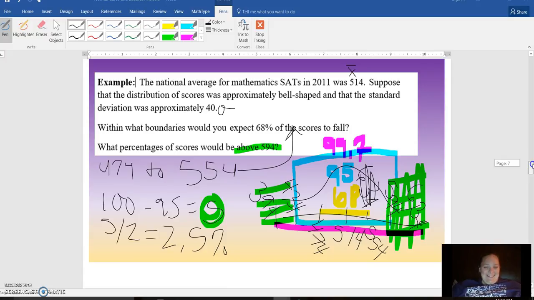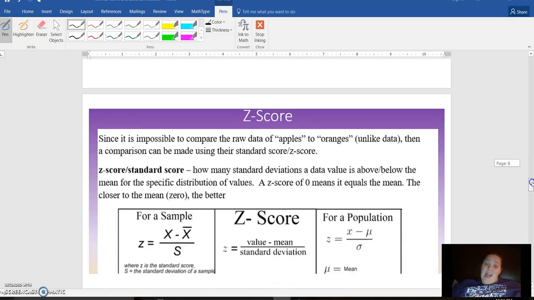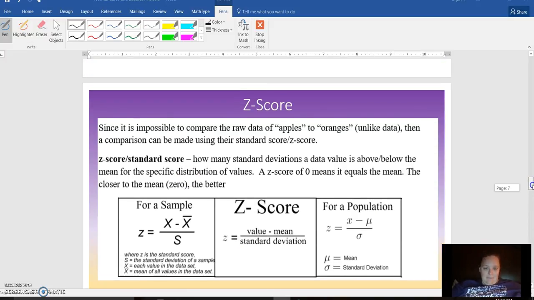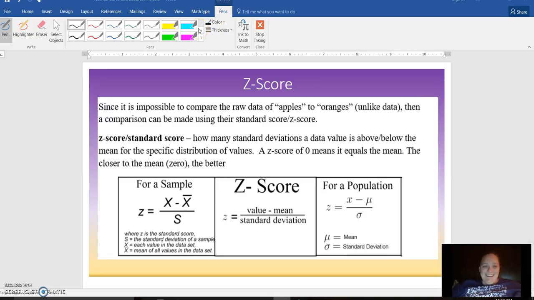I got ahead of myself. Okay, hang on. I showed you how to use standard deviation, and then, once you have the mean and the standard deviation, how to find your boundaries. That's what I showed you. I'm about to show you z-score. Okay. Z-score. Alright. Totally on track now.